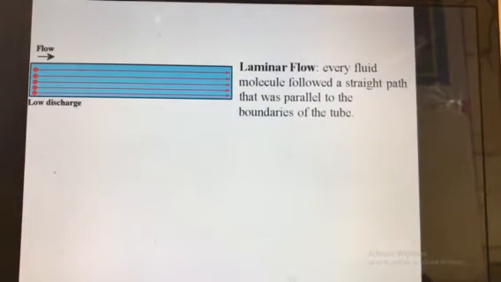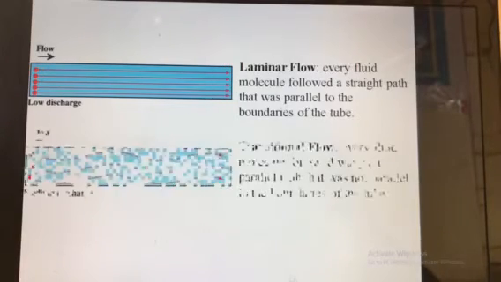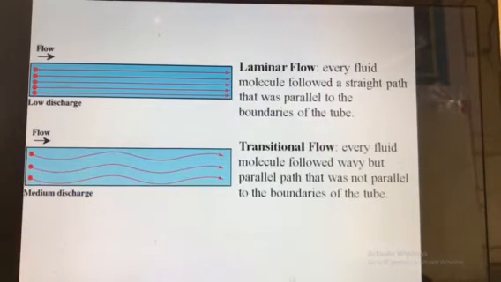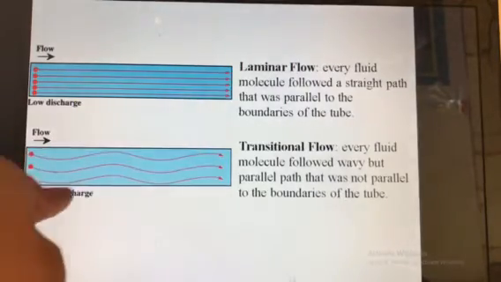These streamlines are straight and parallel to each other. So what about laminar flow? The fluid particles or fluid molecules flow in a straight parallel path along a streamline. So this is about laminar flow. In laminar flow every fluid molecule follows a straight path that is parallel to the boundaries of the tube. Now next is transitional flow, which comes after laminar flow. In this case, look, this is the flow pattern.